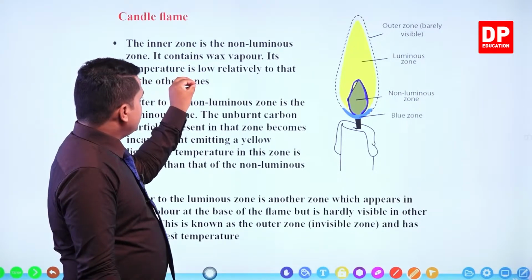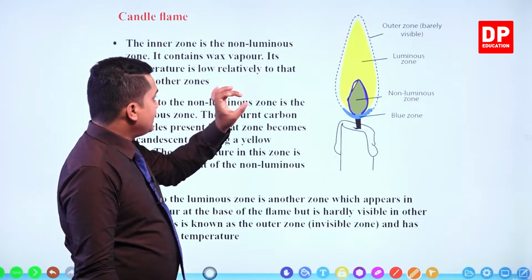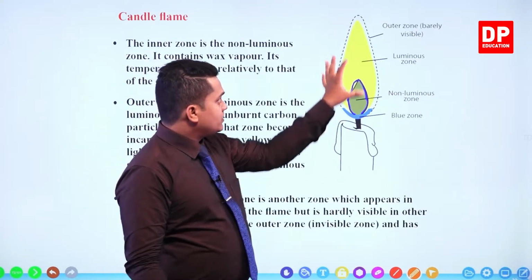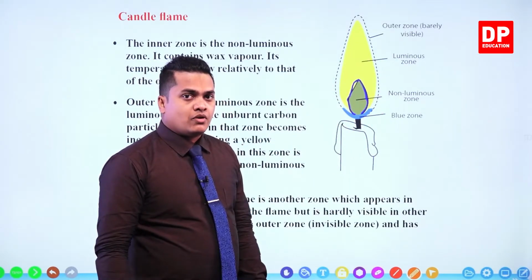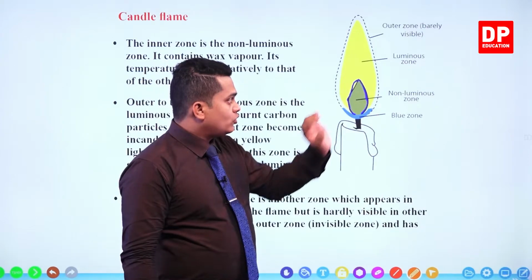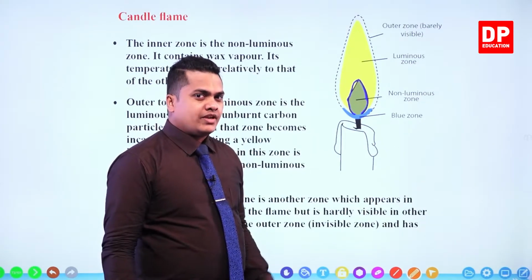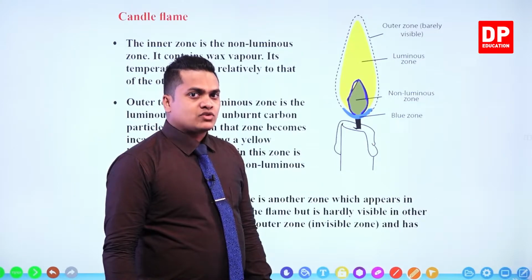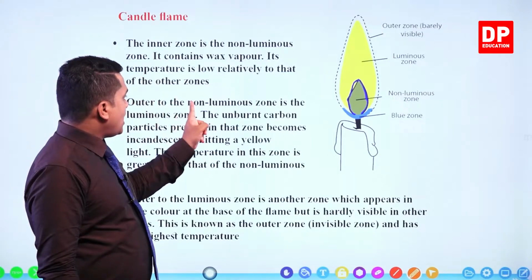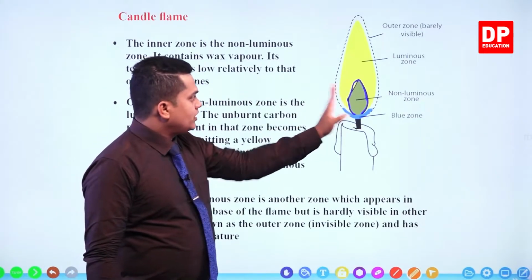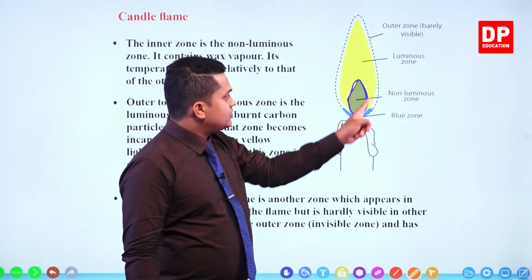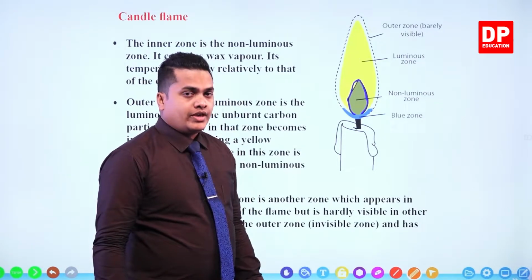Its temperature is relatively low compared to the other zones. So the first zone, the non-luminous zone, has a lower temperature and contains wax vapor. Outer to the non-luminous zone is the luminous zone. The yellow luminous zone can be observed next.